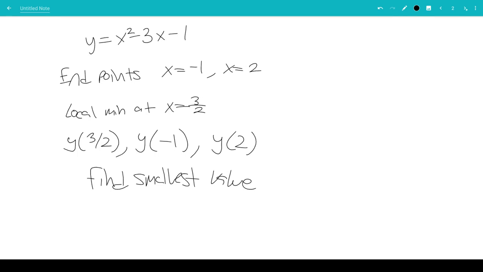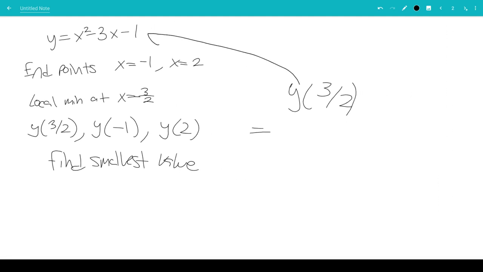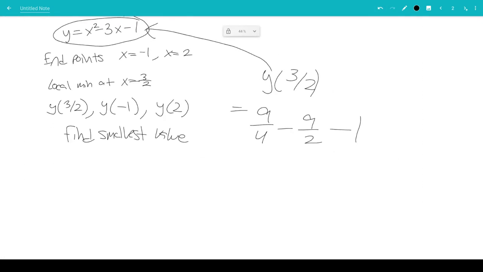So let's see. So y of 3/2, we're going to plug that into this equation right here. So that would be 3/2 squared is 9/4, minus 3 times 3/2 is 9/2, minus 1. So multiply by 4 on both sides for the 1 to be 4/4. Multiply by 2 on both sides to get 18/4. So this would be 9 minus 18 is -9, minus 4, over 4. So this would be -13/4.